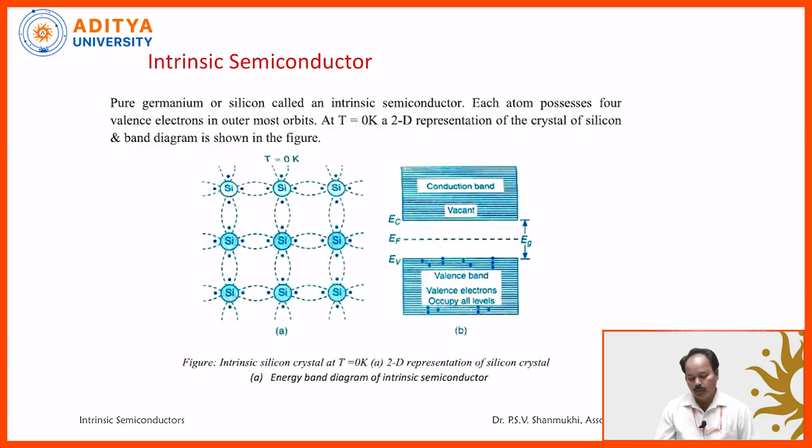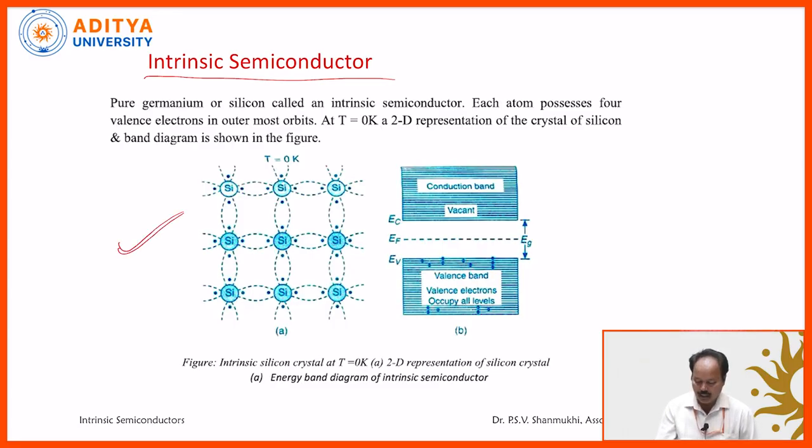Now coming to the semiconductors, they are classified into two categories as intrinsic and extrinsic semiconductors. Intrinsic semiconductors are the pure form of semiconductors. The pure semiconductors like silicon and germanium are called intrinsic semiconductors. Now coming to the crystal structure of an intrinsic semiconductor.